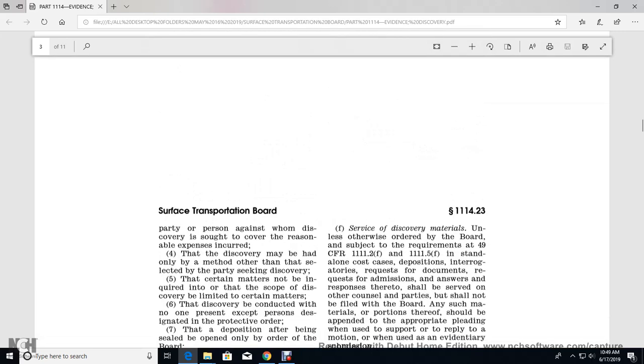3. The discovery may be had only on such terms and conditions as the board may impose to ensure the financial responsibility of the party or person against whom discovery is sought, including coverage of the reasonable expenses incurred for the discovery. 4. The discovery may be had only by a method other than that selected by the party seeking the discovery. 5. Certain matters will not be inquired into or the scope of the discovery will be limited. 6. The discovery will be conducted with no one present except persons designated by the protective order.